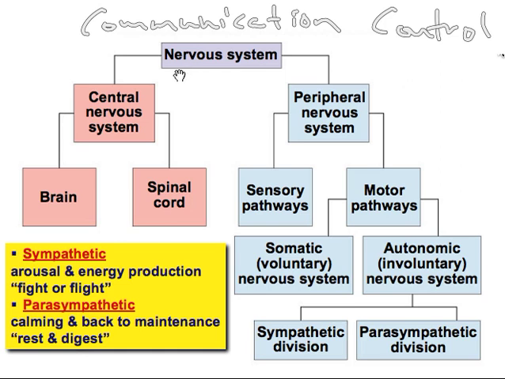Your nervous system is broken up into two parts. The first part is your central nervous system. The second part is your peripheral nervous system. We'll get to the peripheral nervous system again here in a second. Let's start with the central nervous system.